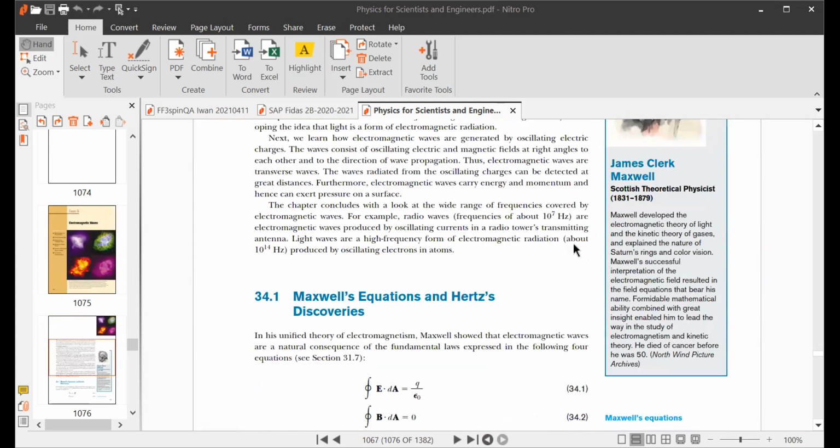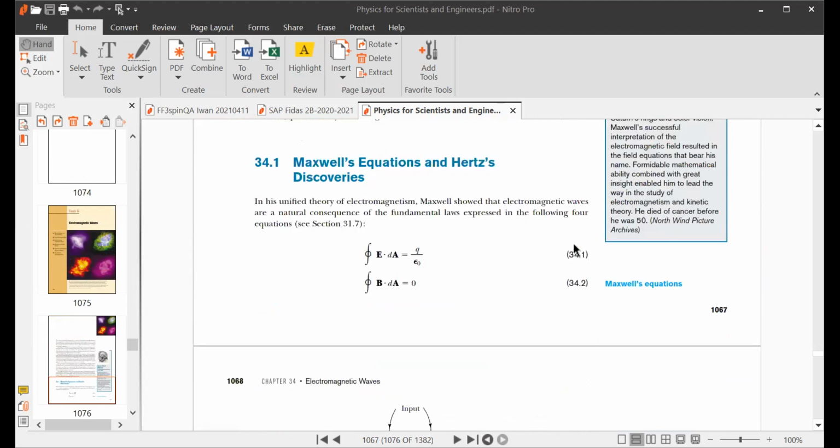Okay, as we have discussed or mentioned just now, this wave equation called electromagnetic equation is the implication of Maxwell equations. Okay, so Maxwell equation, we have this one, 34.1 and 34.3. The first one is the Gauss law of electric interaction. And the second one is the magnetic interaction.